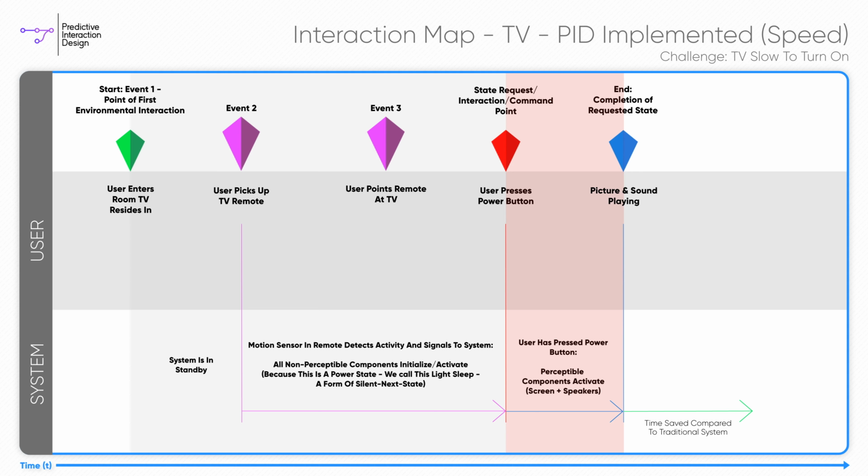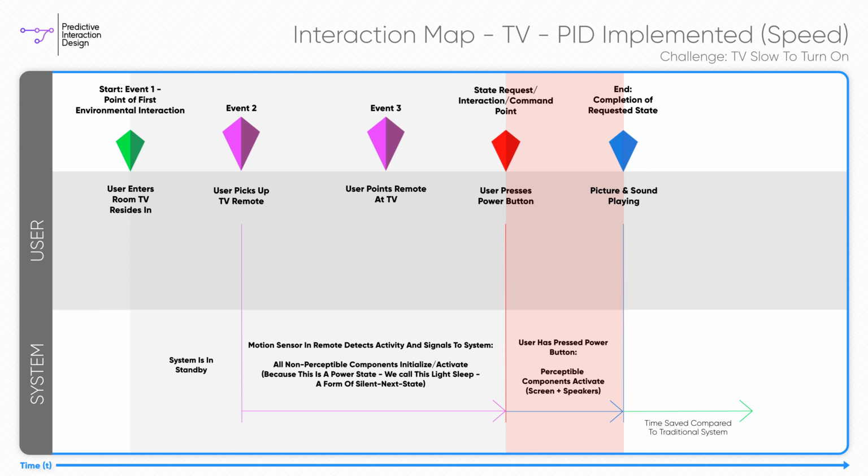And because this is a power state, we call this light sleep, which is a form of silent next state. We'll be talking more about light sleep a little bit later in this section. Then, by the time the user has pushed the power button, the system has had some time to preload the state request that the user wants, which is to be watching TV with picture and sound. Then at the point at which the user has pressed the power button, just the perceptible components need to activate, which is the screen or speakers, and then the TV just instantly turns on, and that ensures that magical user experience.